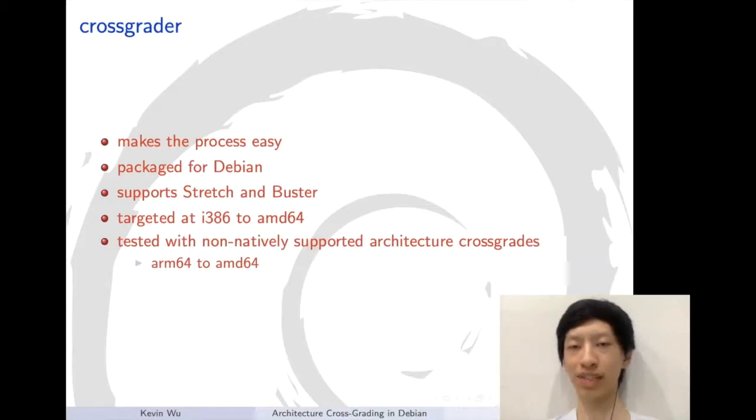Crossgrader is the culmination of my work for GSoC. It's a Debian package that provides tools that automate the whole cross-coding process, with detailed instructions as well. The tool has been tested to work on Stretch and Buster. Its main goal is to make converting your system from 32-bit to 64-bit easy, but it also works well with cross-coding between architectures that actually aren't supported on the same CPUs, such as going from ARM64 to AMD64.